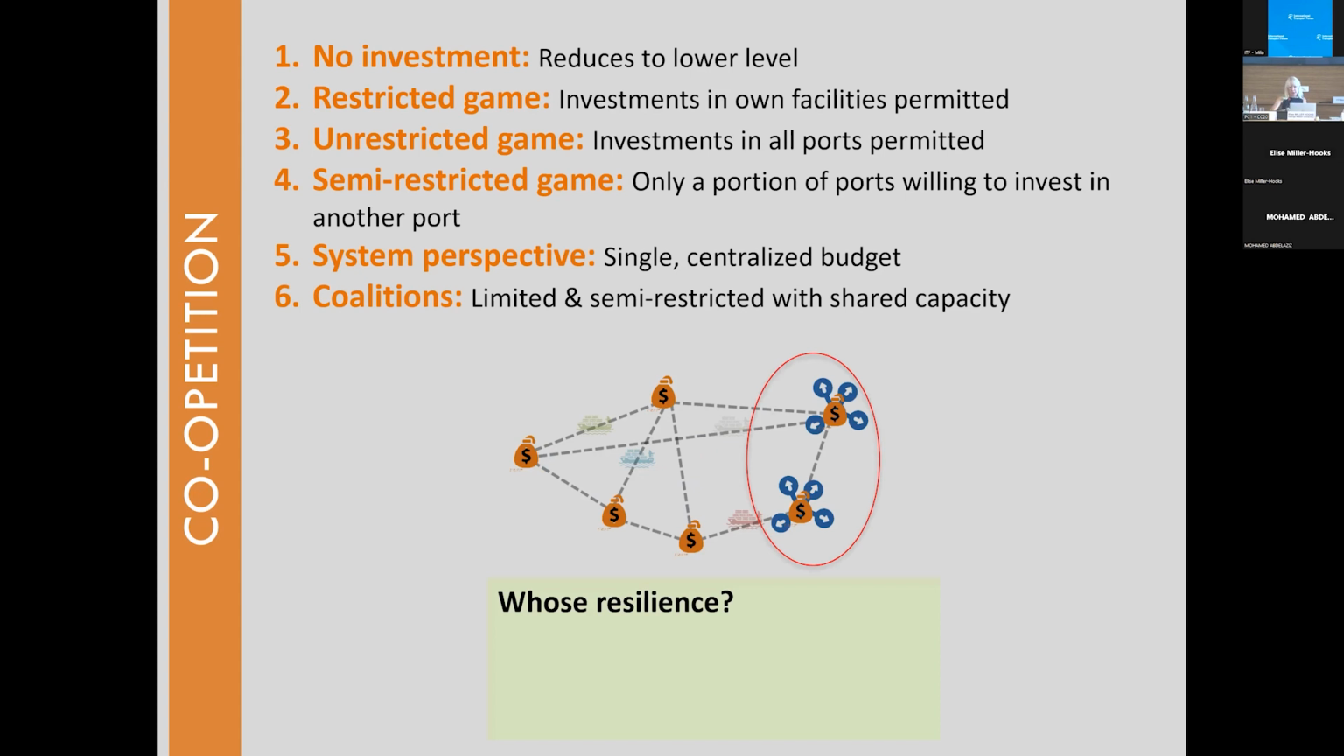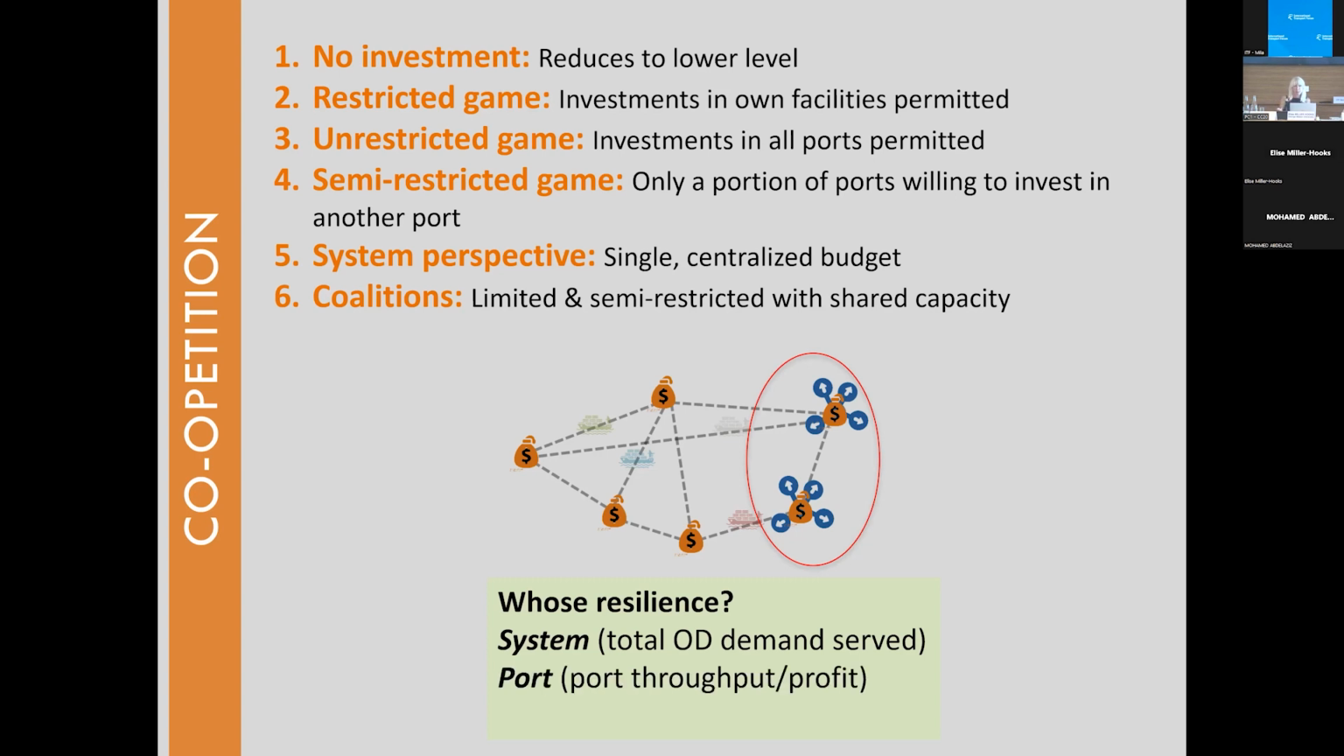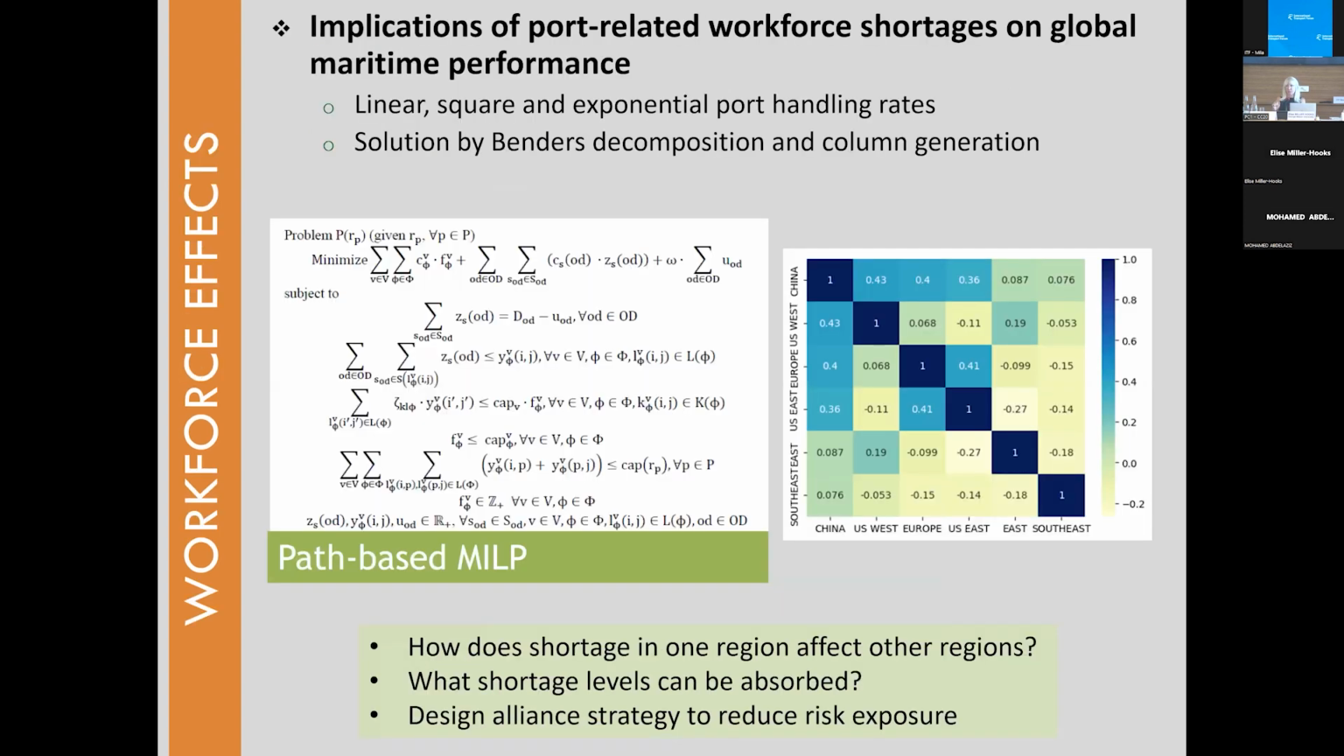But doing this made me ask, whose resilience are we talking about? And I think this came up earlier as well. Is it the system's resilience? So total OD, the origin destination demand served, would be a goal for us. Is it the ports? Well, the ports want a lot of throughput, which means they want lots of transshipment activities. They want all kinds of extra activity, right? So it's profit driven. Or is it the shippers who, again, are worried about the costs? There are many different ways we can look at that.